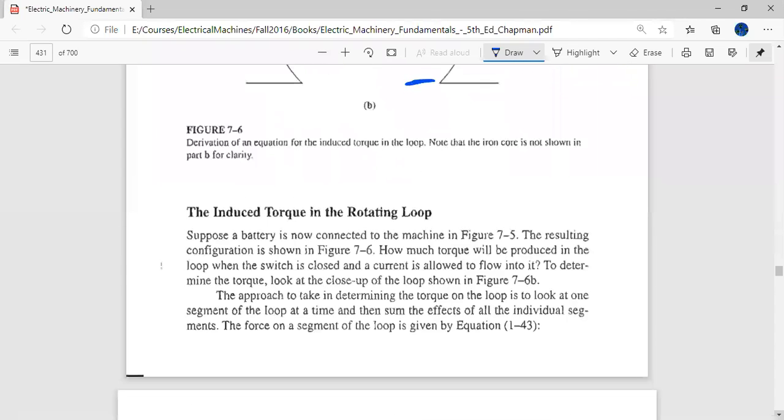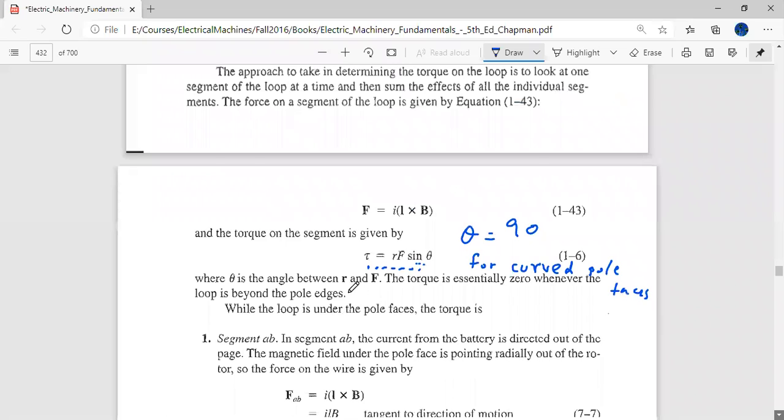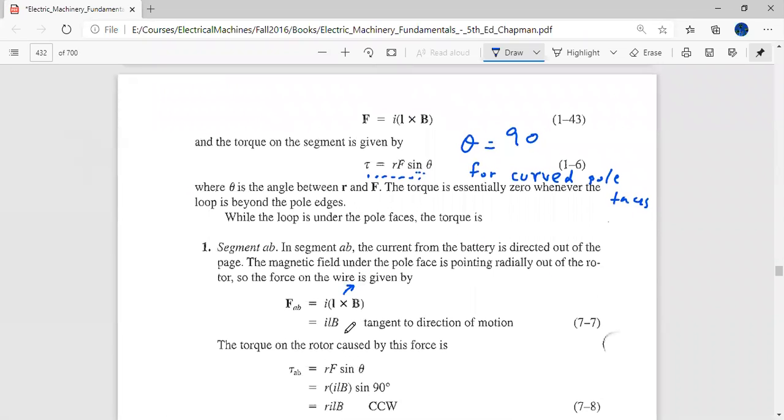L cross B is in the same direction as this F, and the angle between them, as I've already told you, is always 90 degrees for curved pole faces. So you just get this ILB, and the direction is tangential to the direction of the motion. This is the force on the side AB, and torque is that multiplied by R. So it will become RILB.